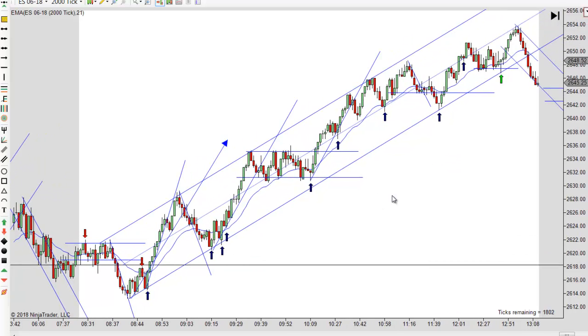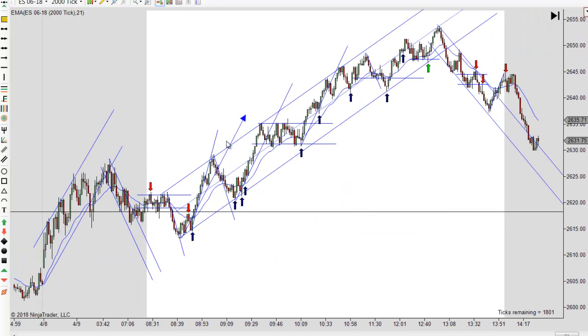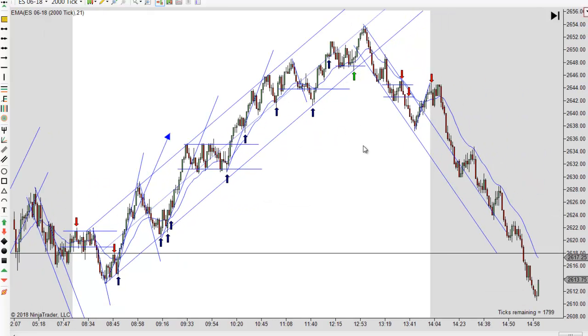Let me back out just a little more so you can see the full day. You wanted to measure this first leg up just in case you get a measured leg up. Notice we got to about that point and then corrected before we went higher again. But really this was an uptrend type day until here, and then we just got a reversal.